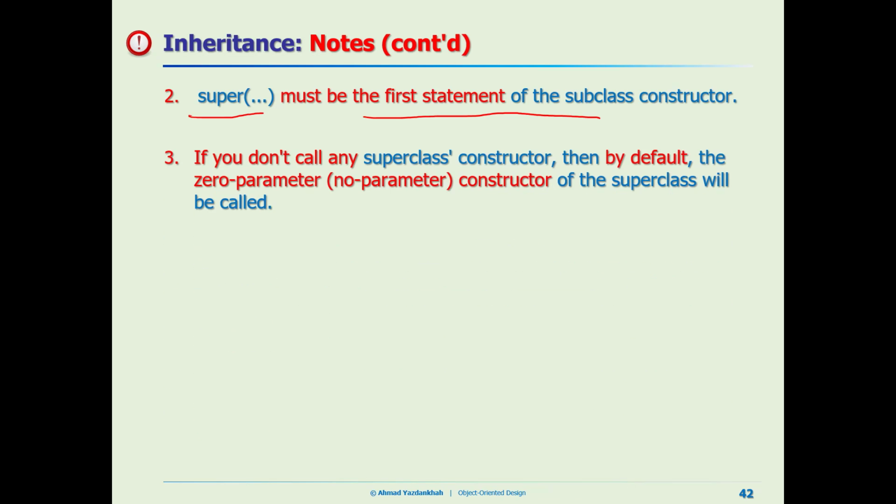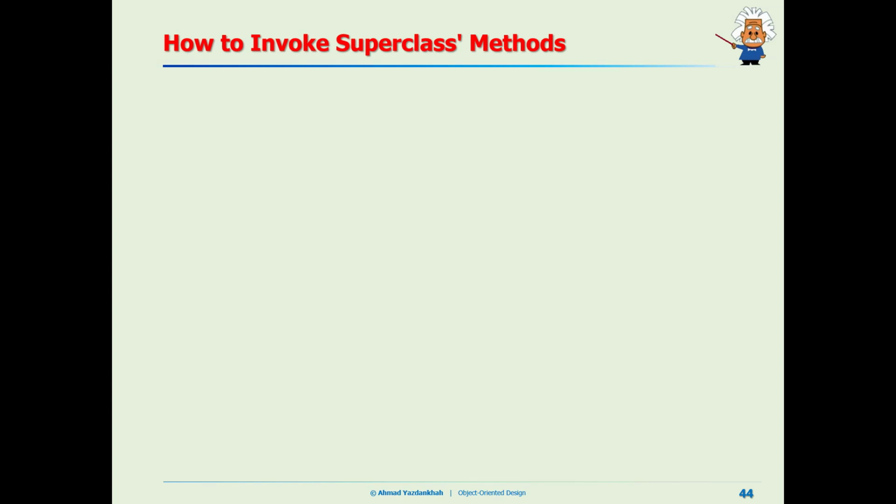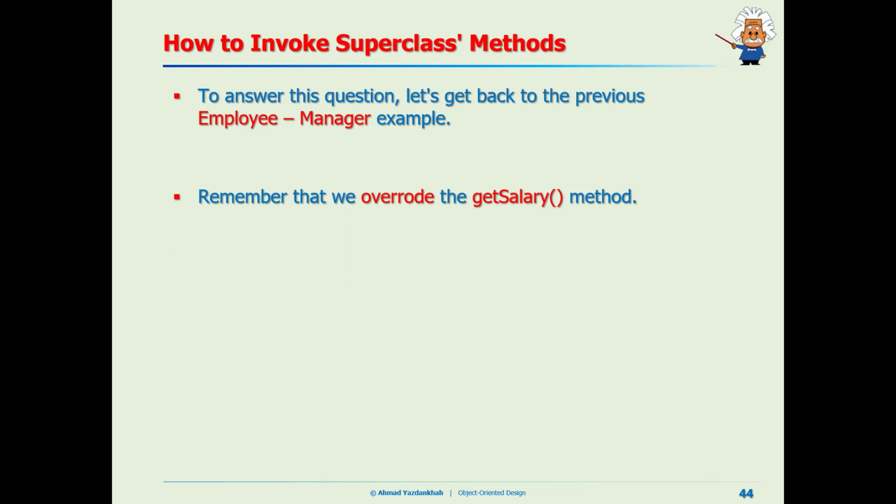And also I explained about this zero parameter constructor that Java, if you don't mention any constructor, it will automatically create a zero parameter for you. Okay. The next question is how to invoke superclass methods. Okay. All right. So let's get back to our employee manager code.